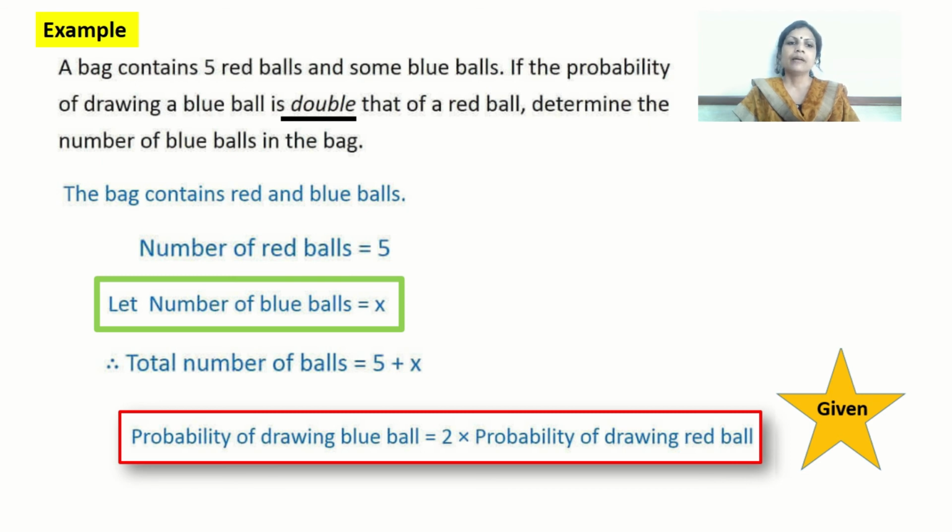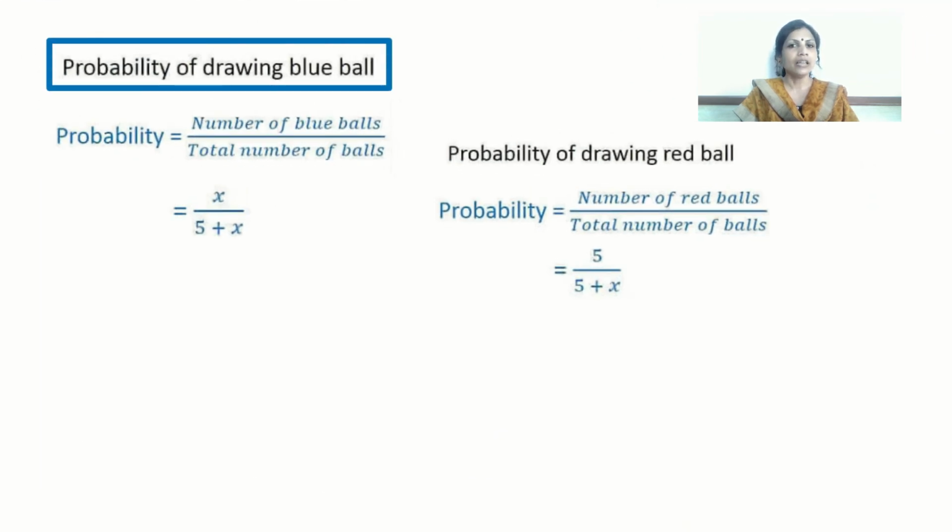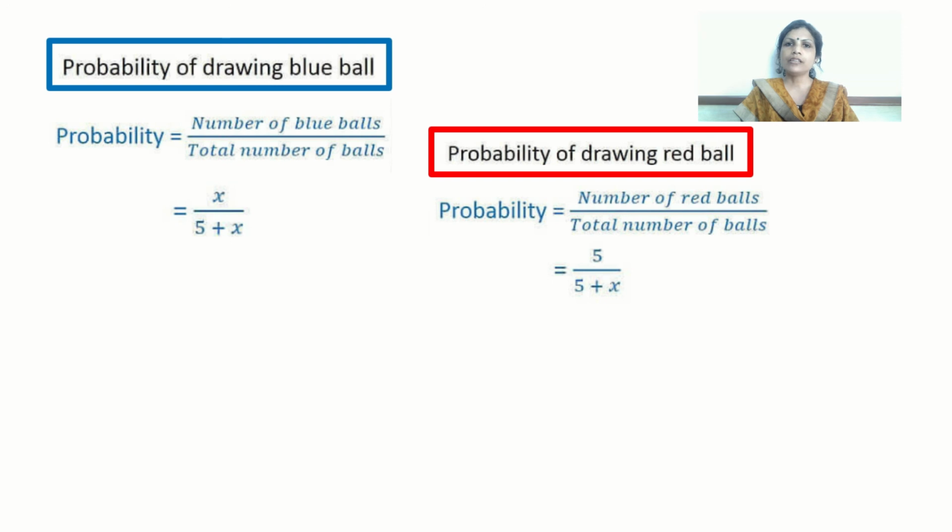So let's see. Probability of drawing blue ball is equal to number of blue balls upon total number of balls in the bag. We have considered total number of blue balls as X, and total number of all balls including red and blue together is 5 plus X. So X upon 5 plus X. Then we'll find out probability of drawing red ball. So probability of drawing red ball is equal to number of red balls in the bag divided by total number of balls. We have 5 red balls and total number of balls are 5 plus X.